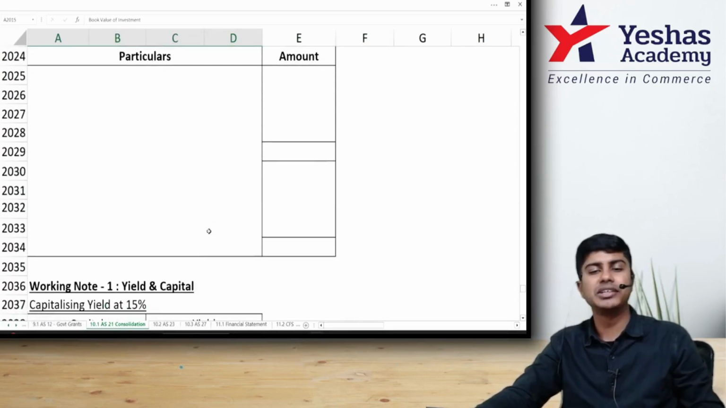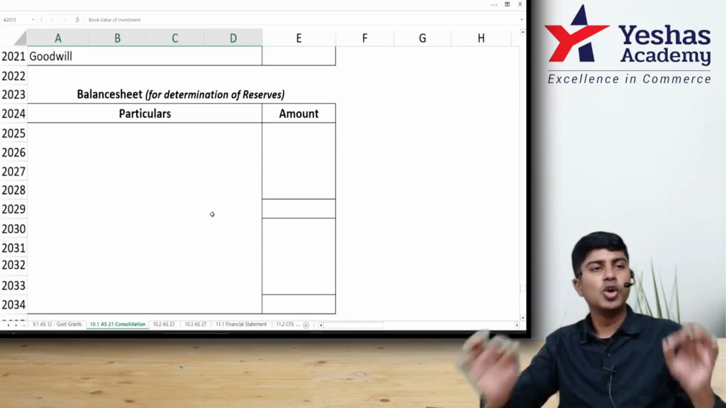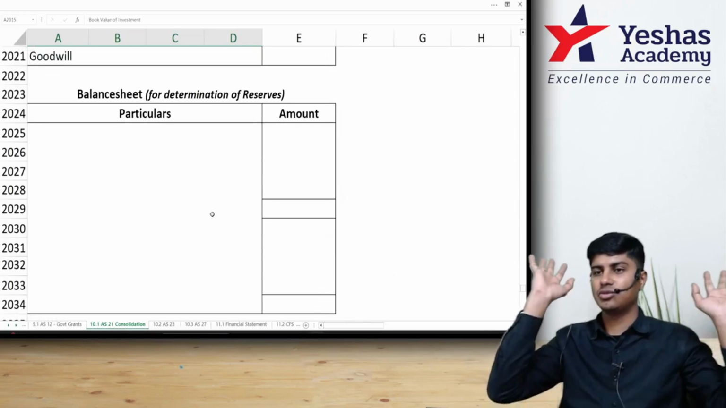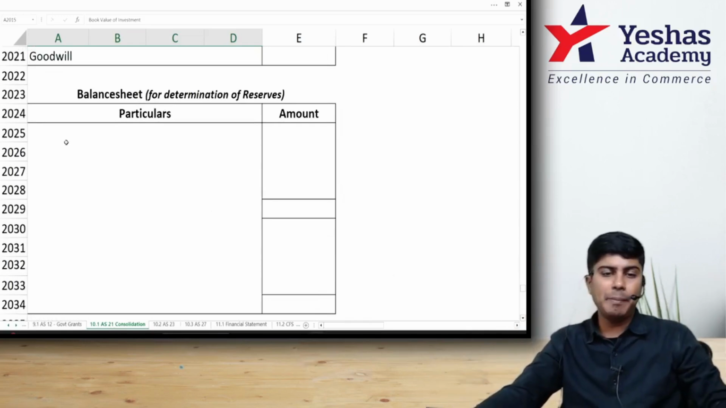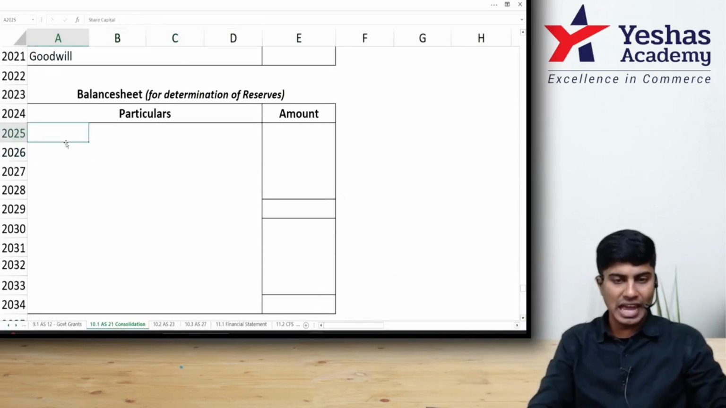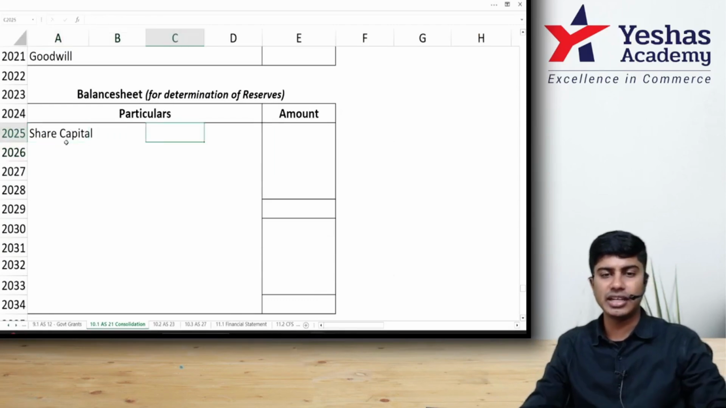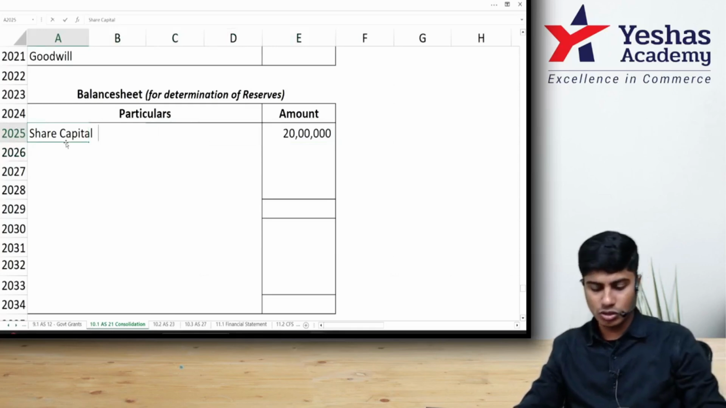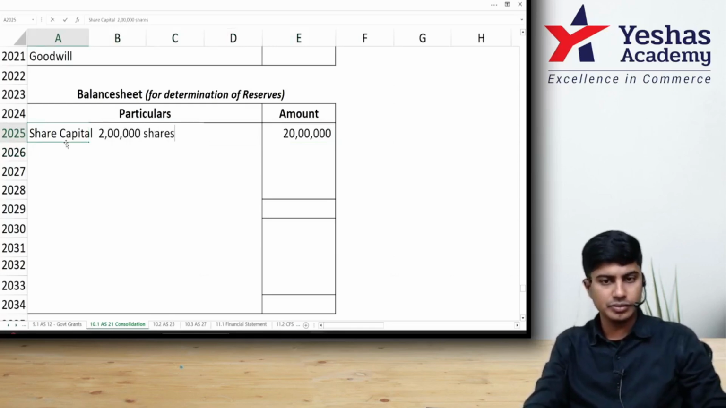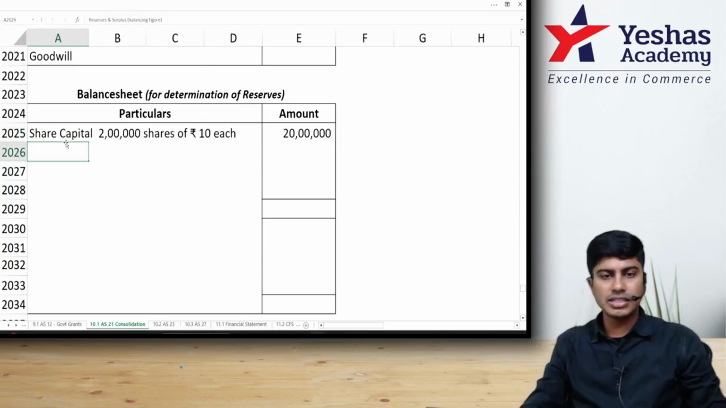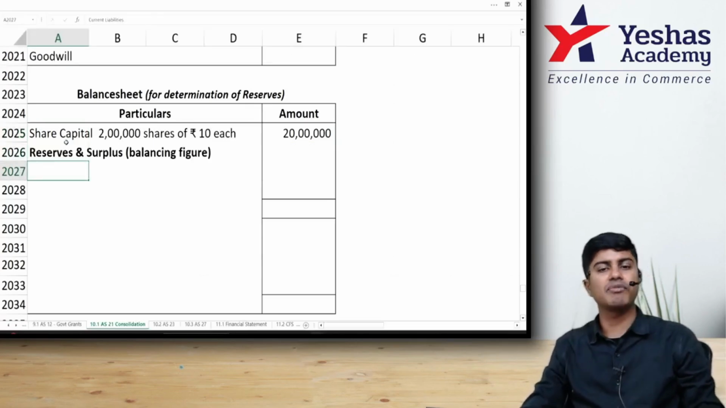Prepare a quick balance sheet. What is the objective of this balance sheet? Only to find reserves. We know how much is share capital: 2 lakh shares of rupees 10 each. Correct? How much? 20 lakh. Reserves, that is what we're trying to find as the balancing figure.